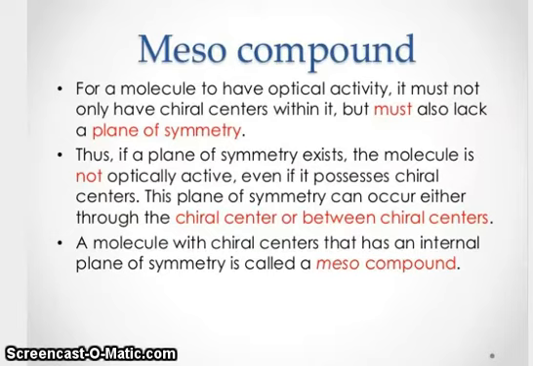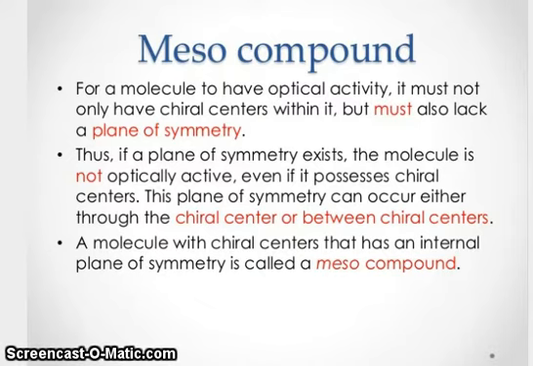Now, what is a meso compound? For a molecule to have optical activity, it must not only have a chiral center within it, but must also lack a plane of symmetry. Lack of a plane of symmetry. This is the key point. Just remember it. Thus, if a plane of symmetry exists, the molecule is not optically active.